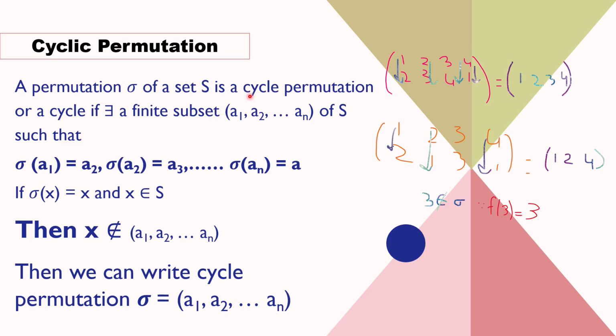A permutation of a set S is a cyclic permutation or a cycle if there is a finite subset A1, A2 to AN of S such that the permutation maps A1 to A2, A2 to A3, and so on till AN maps to A1. So what does a cycle basically mean? This is the general definition. We have this subset, which is finite. So you don't have an infinite number of elements, it's a finite number of elements. And let's suppose that is named S.